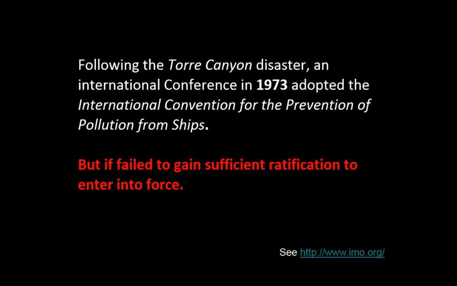Okay, let's just go back to the history, having thought about those different terms. So following the Torrey Canyon disaster, there was an international conference in 1973. And it adopted the International Convention for the Prevention of Pollution from Ships. So that was the first part of this convention. But it failed to gain sufficient ratification to enter into force. And it looked like it wasn't going to. So even though there'd been this big wake-up call, this big disaster, the Torrey Canyon, it led to an international treaty being signed, but there wasn't enough ratification for it to reach the threshold to enter into force.